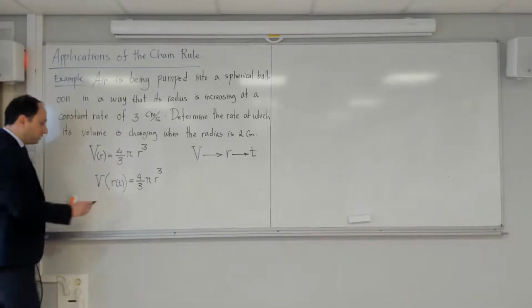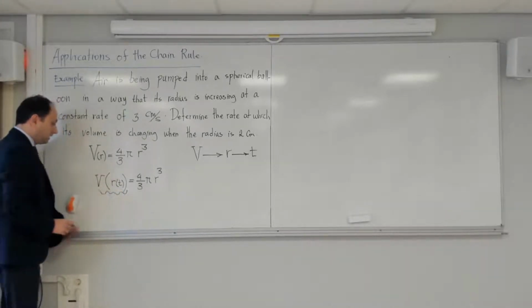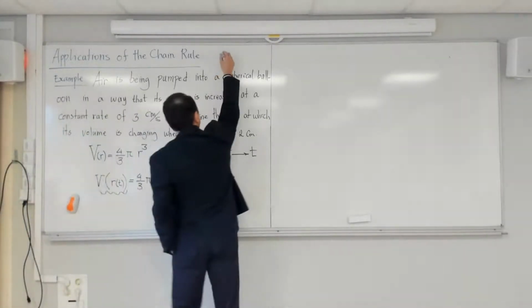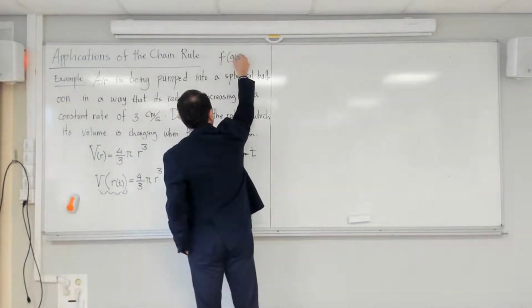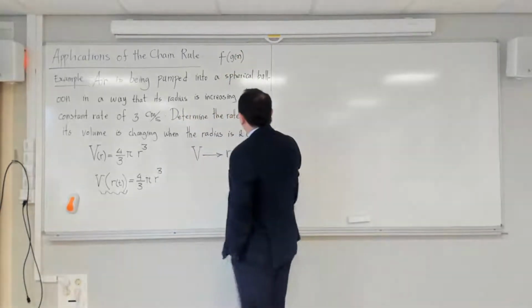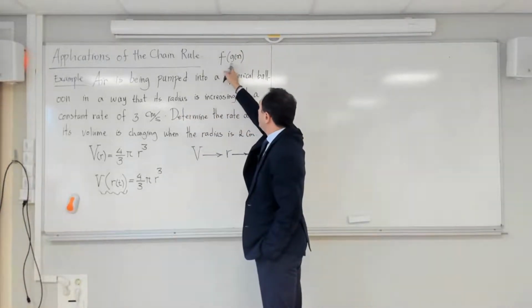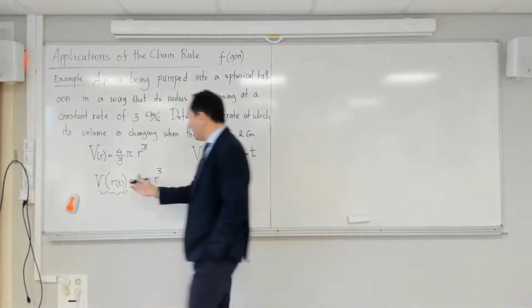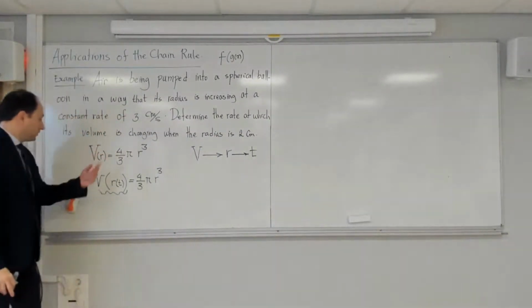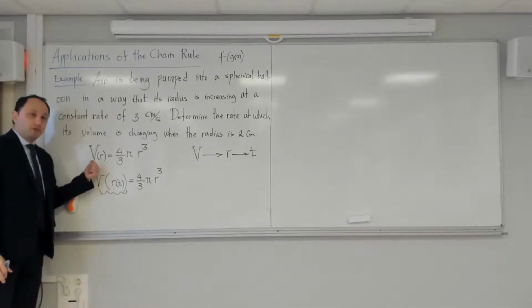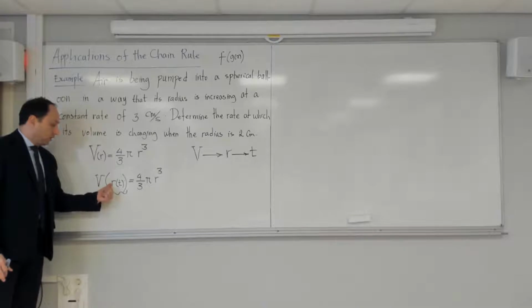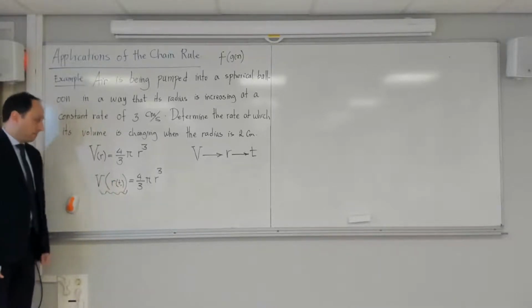Now, if you compare this with the formula of the chain rule, f of g of x, that was the composition of f and g, and the variable was x. That's also the same story. That's the composition of two functions. One of them is the volume, the other one is the radius. V depends on R depends on T, so it means V indirectly depends on T.